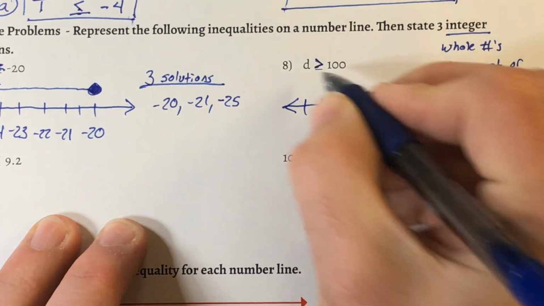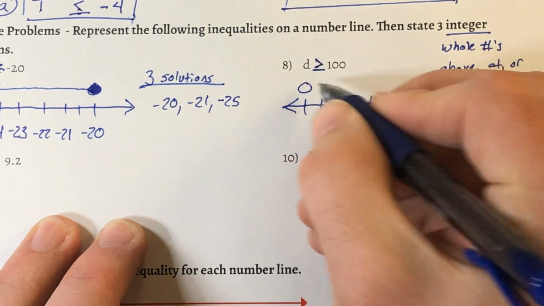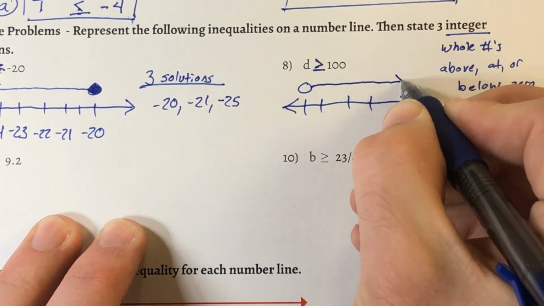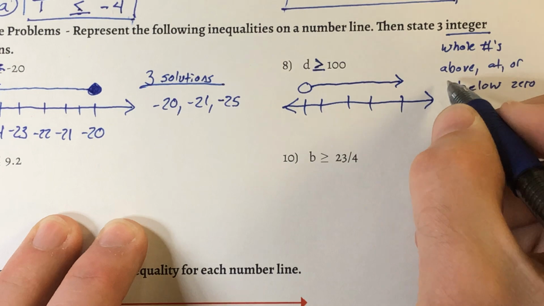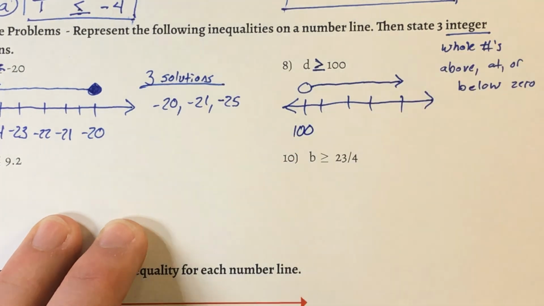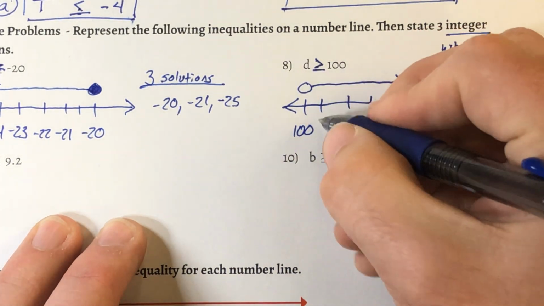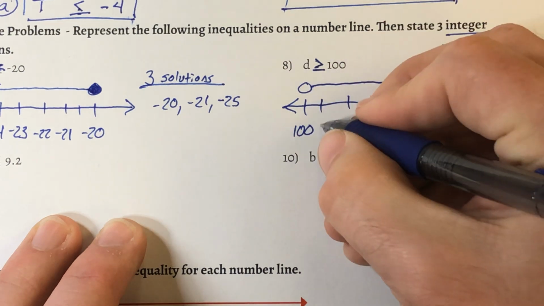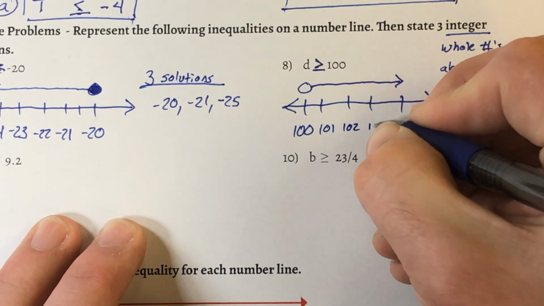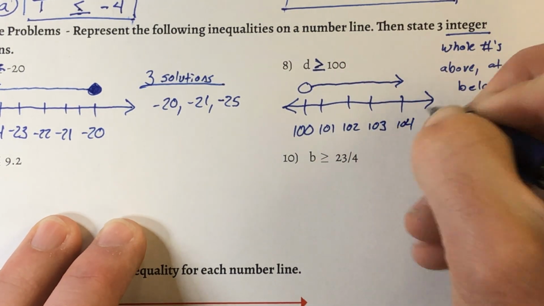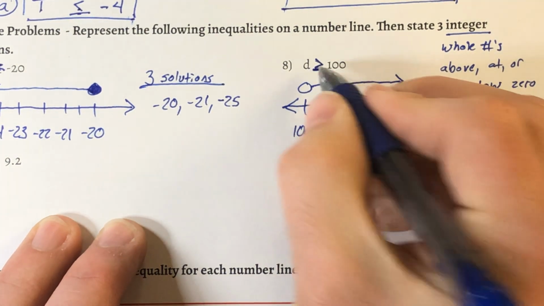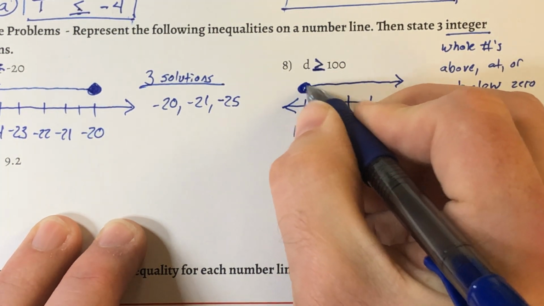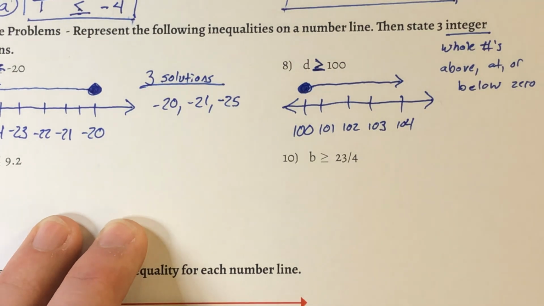Because I want numbers greater than or equal to 100, I'm going to have a circle. I'm going to point to all the numbers greater than, put 100 under the circle, and count up. So 101, 102, 103, 104. And because it's equal to, I should include 100 by shading in that circle.